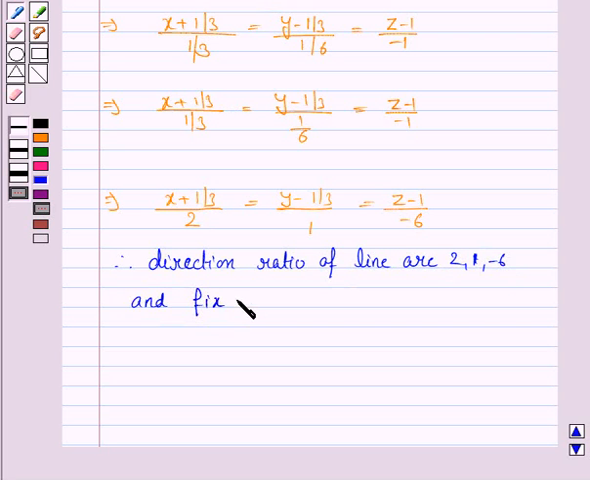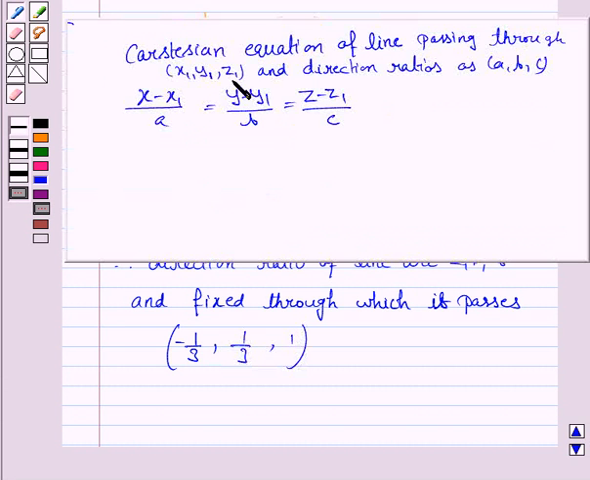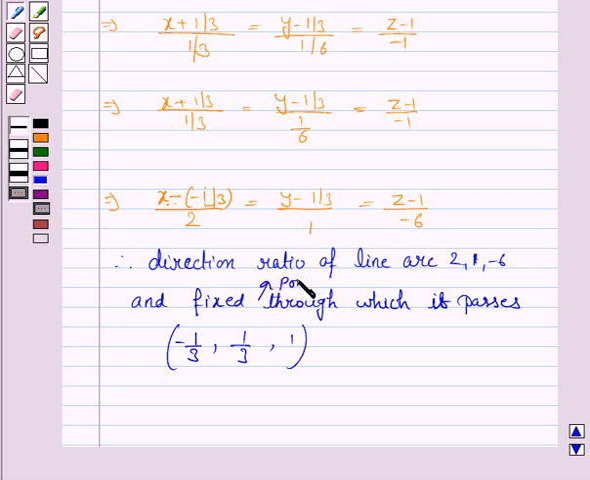And the fixed point through which it passes are minus 1/3, 1/3 and 1. As we know, the Cartesian equation of the line passing through (x1, y1, z1) and having direction ratios A, B, C is (x minus x1) upon A is equal to (y minus y1) upon B is equal to (z minus z1) upon C. So here this can be written as x minus of minus 1/3. So the fixed point through which the line passes is minus 1/3, 1/3, 1.